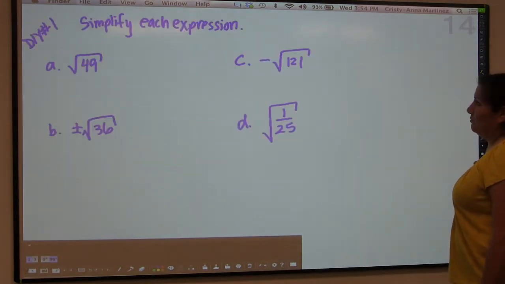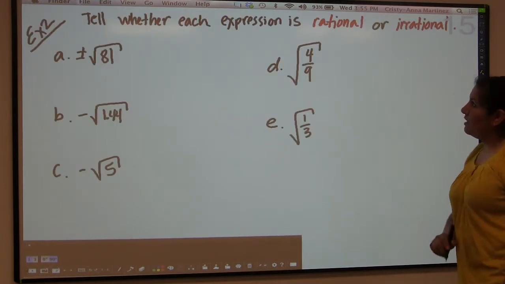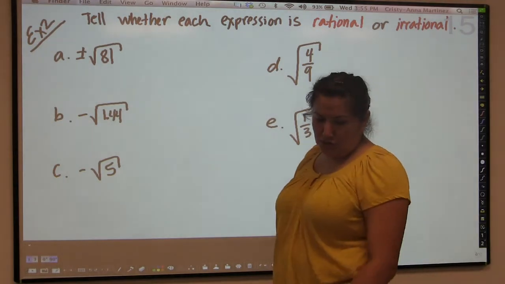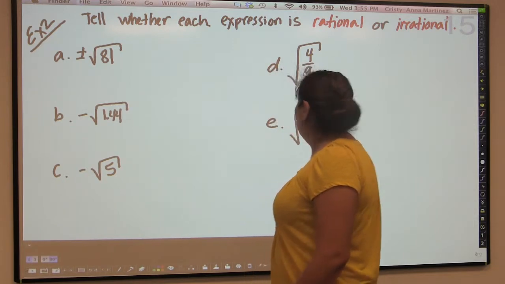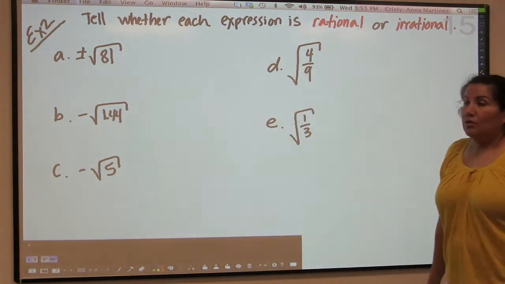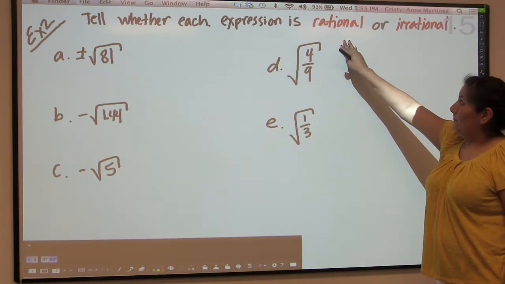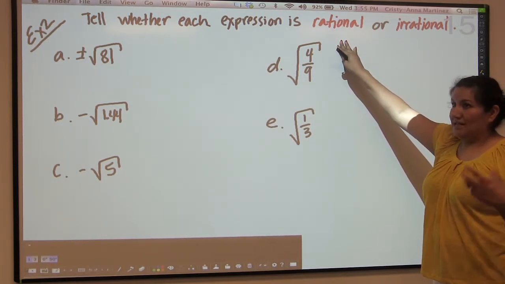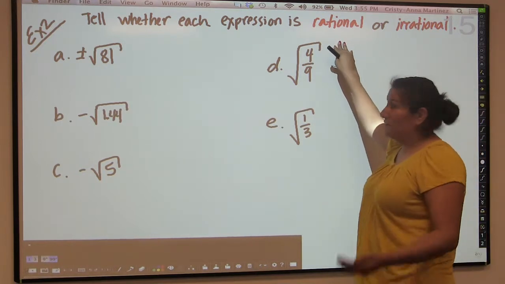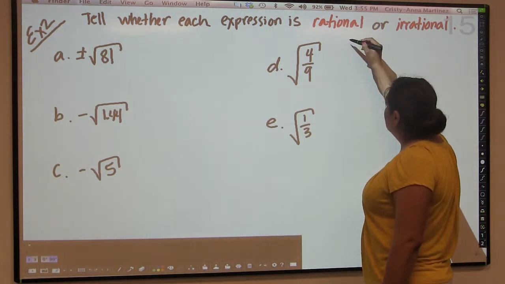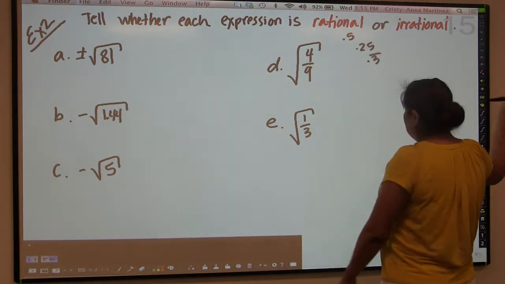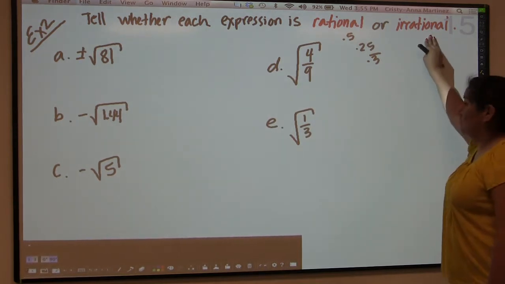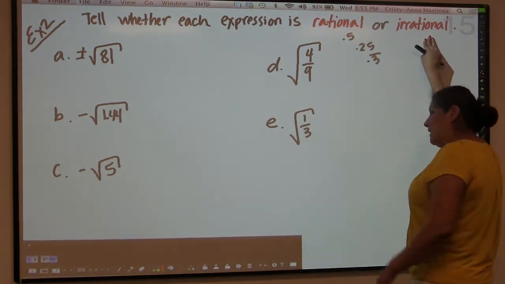So you can simplify these expressions in a similar fashion, and then we'll move on. The next thing we want to be able to do in this section is to tell whether or not a radical is rational or irrational. And I will remind you that rational means that it's going to have a decimal that terminates or that repeats. So you could have, for example, 0.5 or 0.25 or 0.33333 repeating. Those will all be considered rational. Irrational is when you have decimals that don't repeat and don't have any pattern.